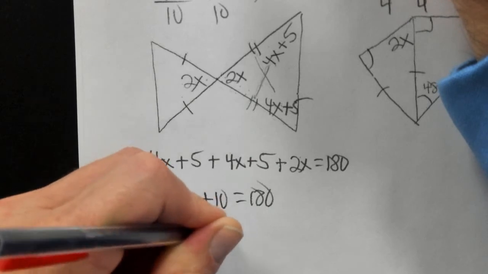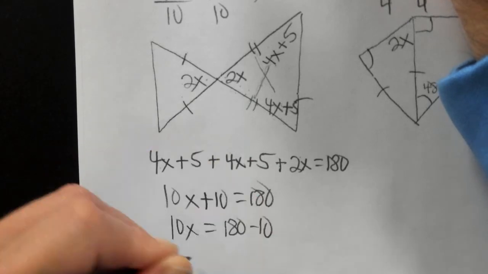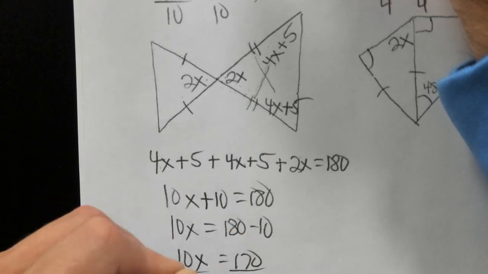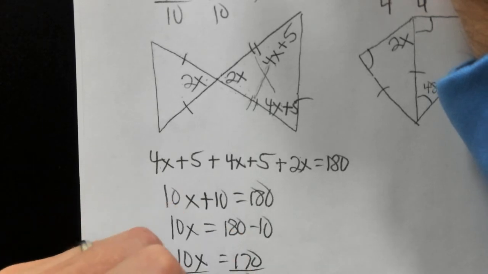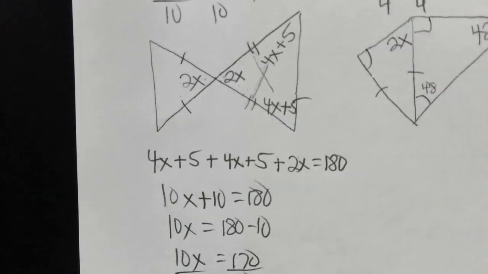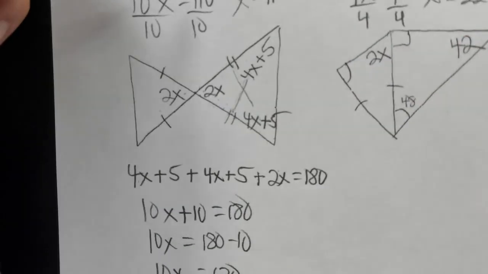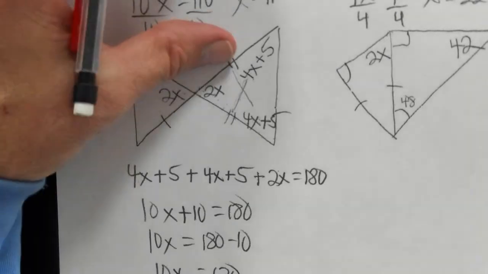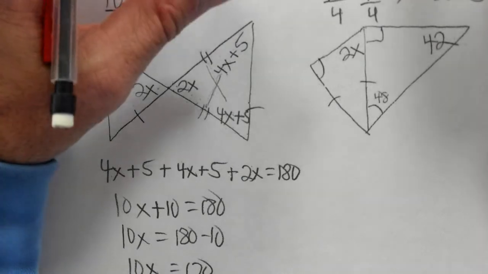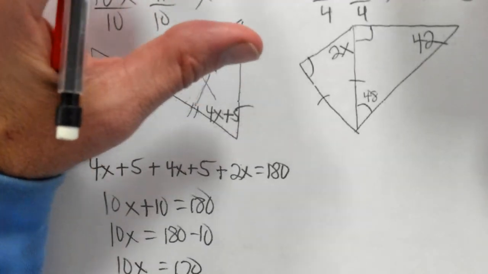I can move the 10 to the other side, make it minus. 10x equals 170. Let's divide that by 10. And my x is 17. And so that'll be your correct answer. So the whole key is using what we've learned about isosceles triangles to get to the point where we can create an equation. All right, let's look at the last one here.